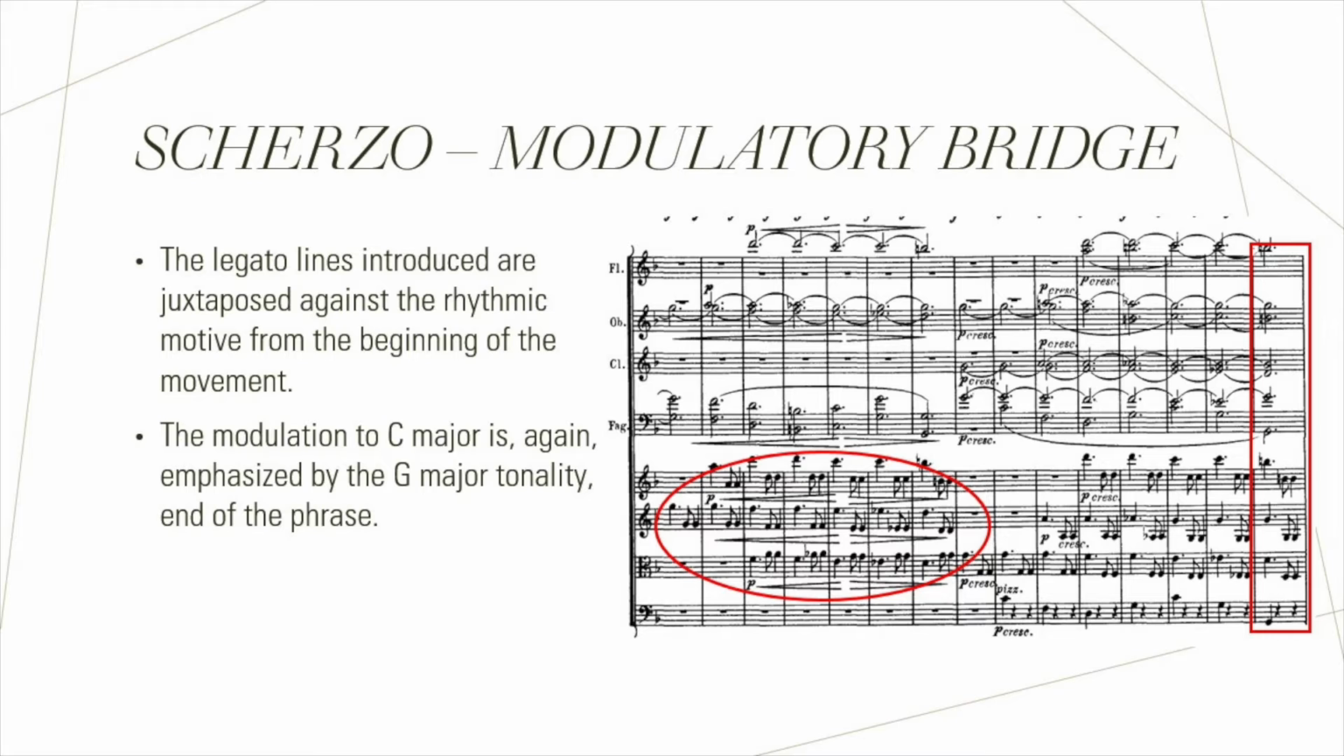The modulatory bridge within the scherzo introduces a legato line that is juxtaposed against the rhythmic motif found in the beginning. The modulation to C major is again emphasized by the G major tonality at the end of the phrase.